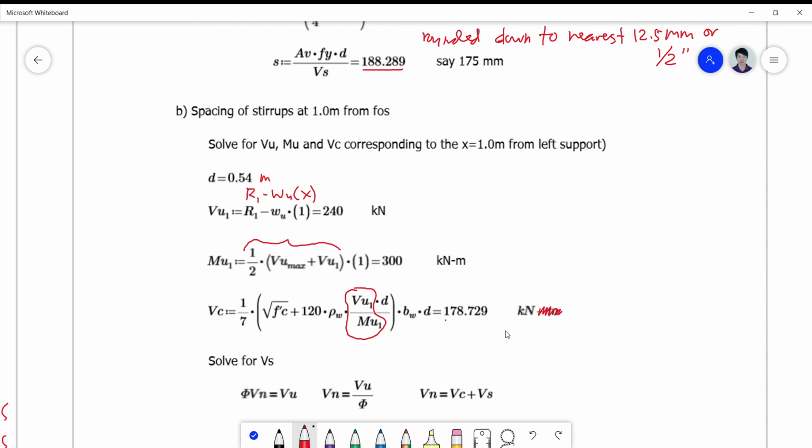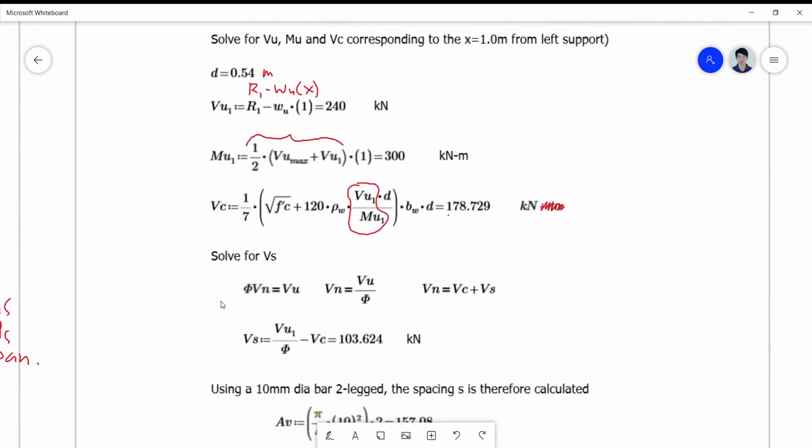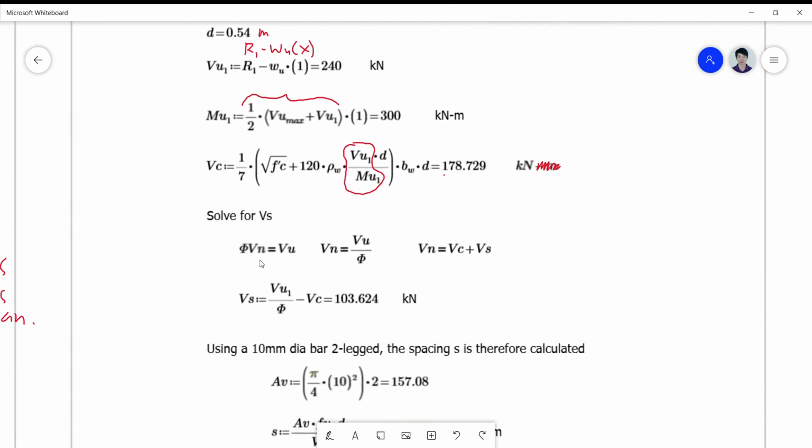So solving for Vs again, using the same procedure, we check for the value of Vs in terms of Vu at 1 meter over phi minus Vc. So this is 103.624 kilonewton. So take note that Vs is actually decreasing because your shear requirement from left to the center is actually decreasing linearly.